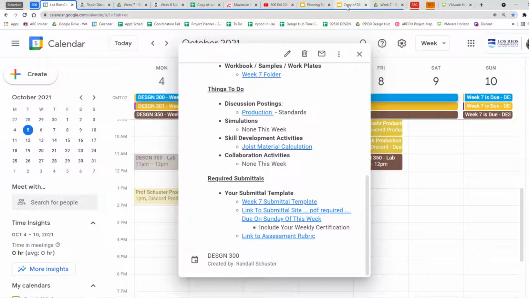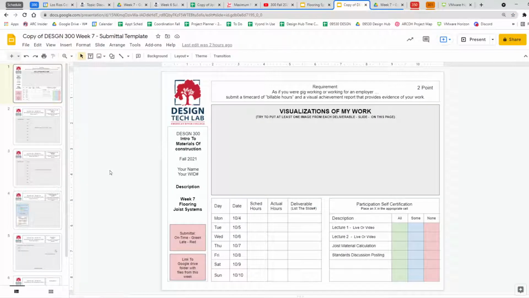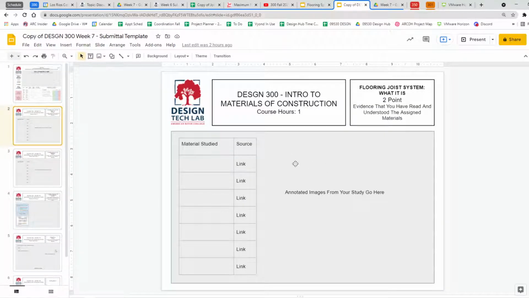So let's take a look and see what your submittal will look like. Here we go. You got the good old things. There's your standards discussion posting, joist material calculation, and watching your videos. So people are doing a pretty nice job with this. I'm seeing good work on the visualizations.